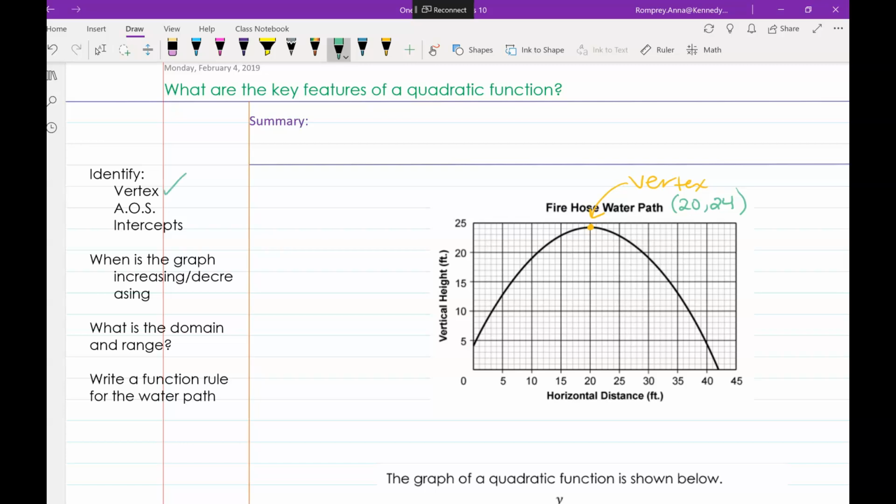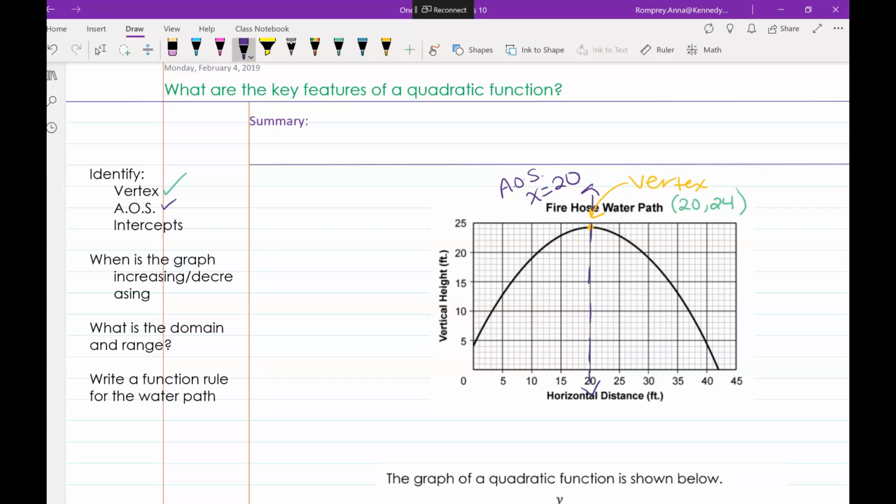Check. All right, now our axis of symmetry. Well, the axis of symmetry cuts through the vertex. So the axis of symmetry is x equals, well, what's the x? 20. Check. And now let's look at our intercepts.